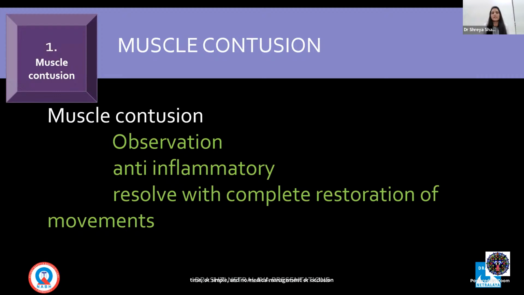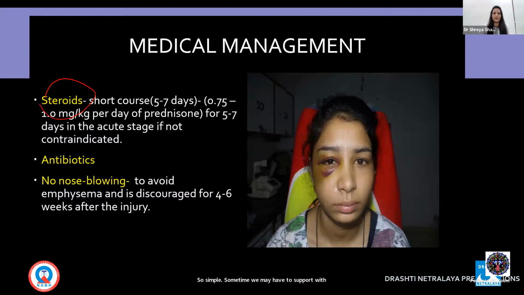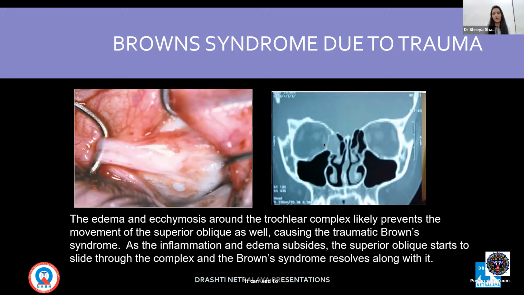So when there is muscle contusion, simple observation and anti-inflammatory treatment result in complete restoration of movement. Sometimes we may have to support with steroids as medical management, and be aware and tell the patient not to do nose blowing. It can lead to emphysema. Even in this kind of patient, whenever there is a trochlear injury with inflammation, it can give you Brown syndrome. But when it is a simple contusion, it can be treated with medical management.